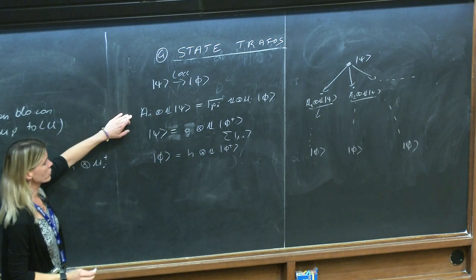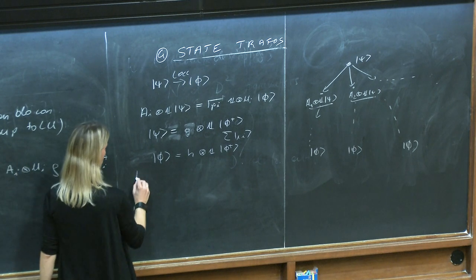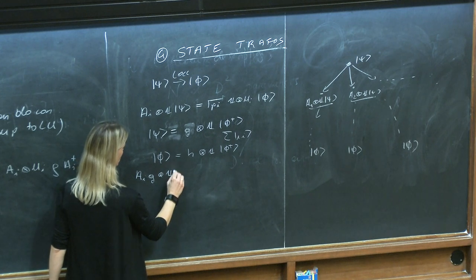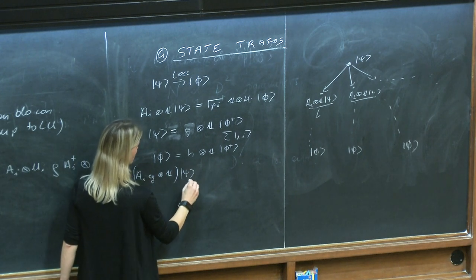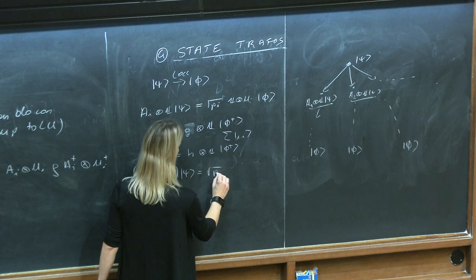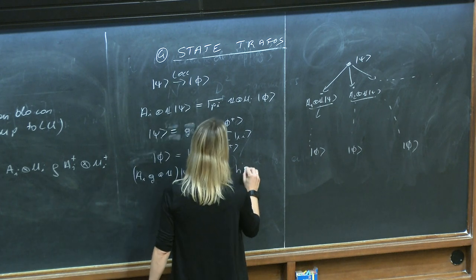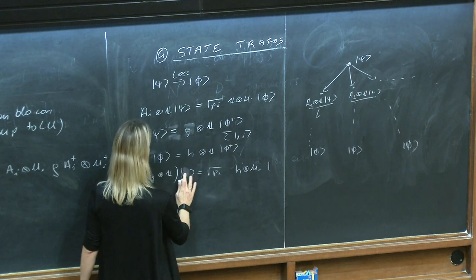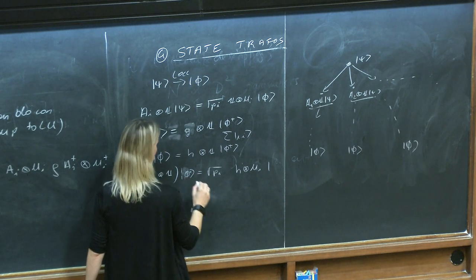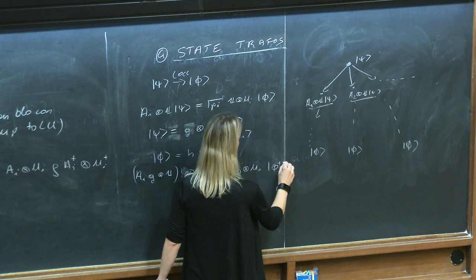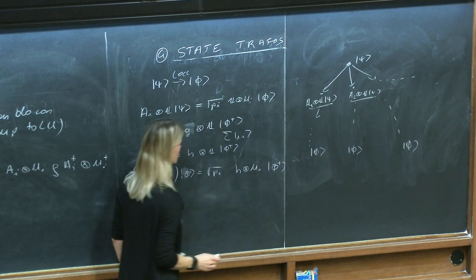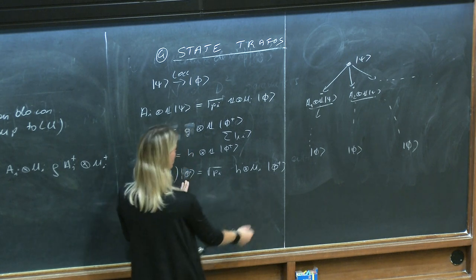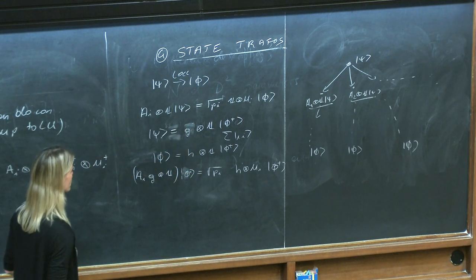Okay, now I look at this condition here. So let's write it down. We have A_i applied to G tensor identity, applied to phi plus, has to be square root of p_i, H tensor the unitary, applied to phi plus. Right? So I have now on both sides the same state phi plus, okay? So I was just using the Schmidt decomposition.